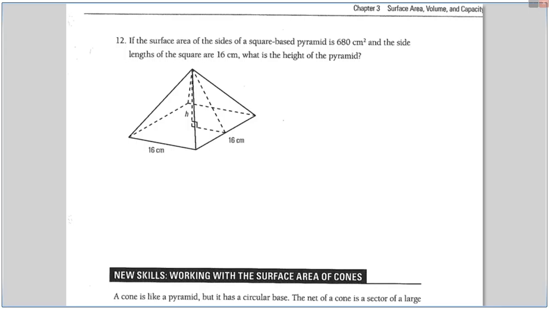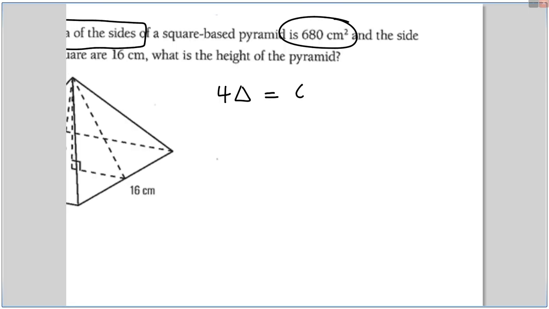Okay, the surface area of the sides of a square base pyramid is 680, and the side length of the square is 16. What is the height of the pyramid? This is a very, very hard question. It says the surface area of the sides is 680 square centimeters. So just the sides would be 4 triangles. Would you agree with that? So the area of the 4 triangles is 680.